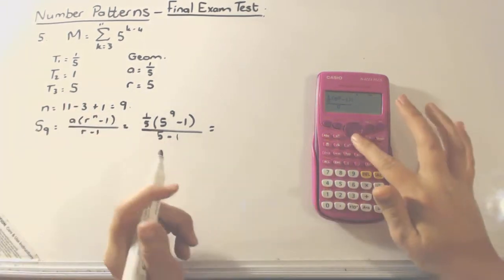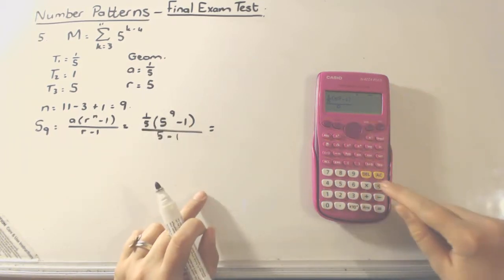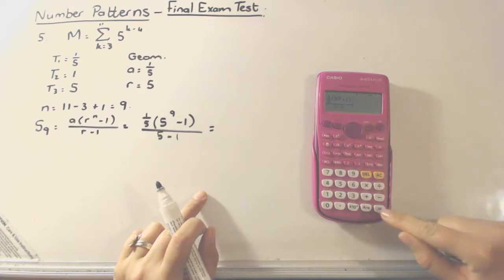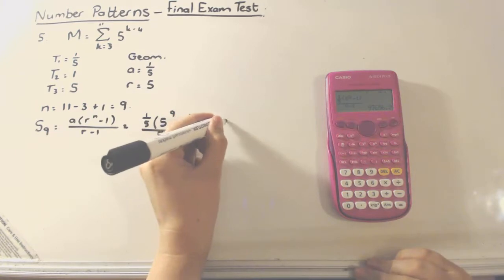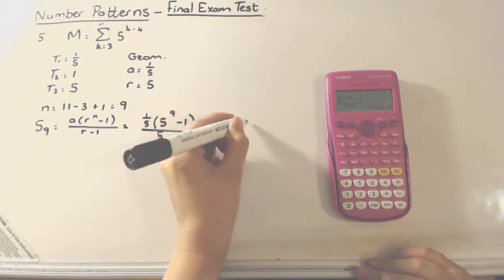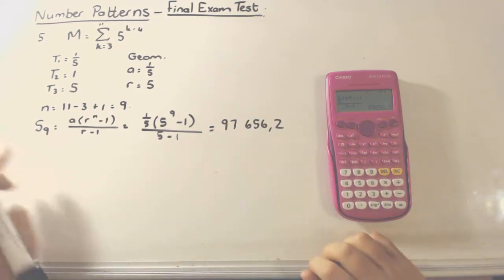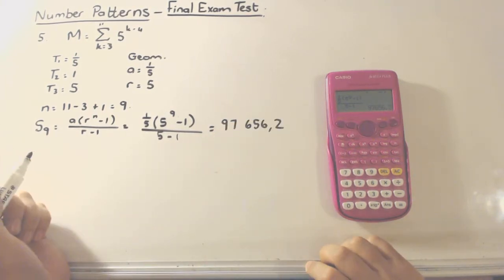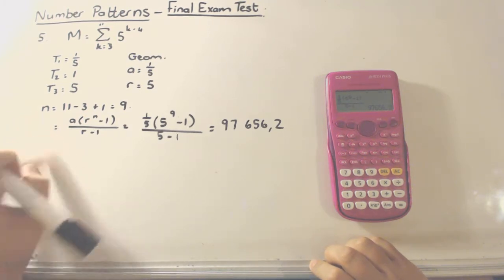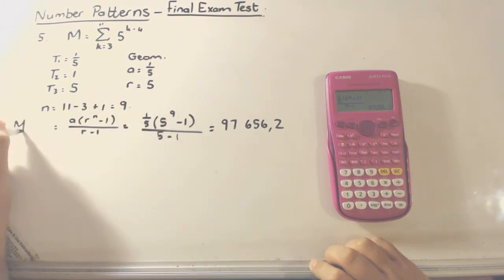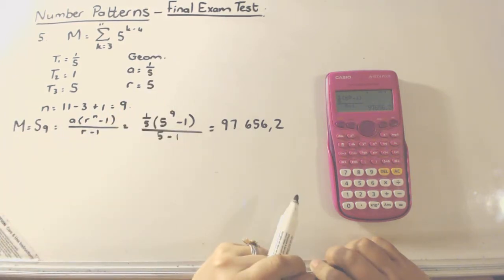And then I'm just going to put this over 5 minus 1. So make sure you have it like this. And that gives me 97656.2. Like that. Right, so that is the value of m, actually, for 9 terms. The value of m is the sum of 9 terms with my a and r value, like that.